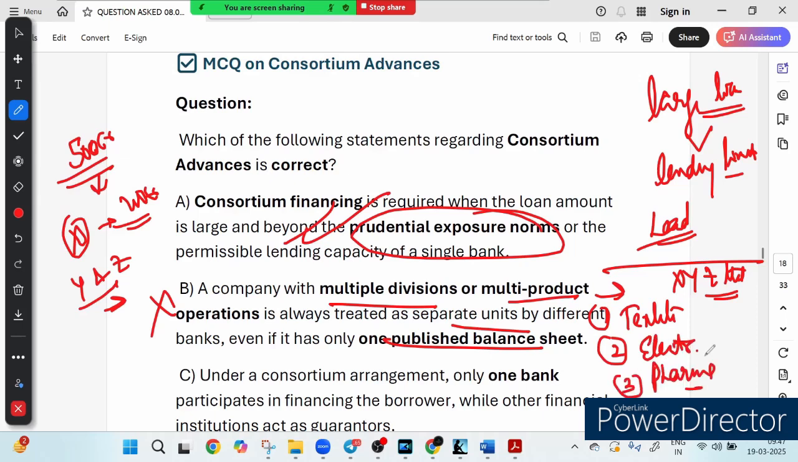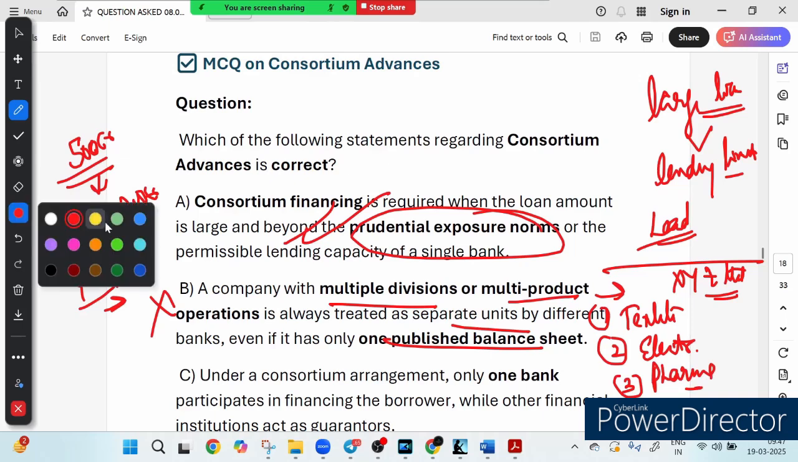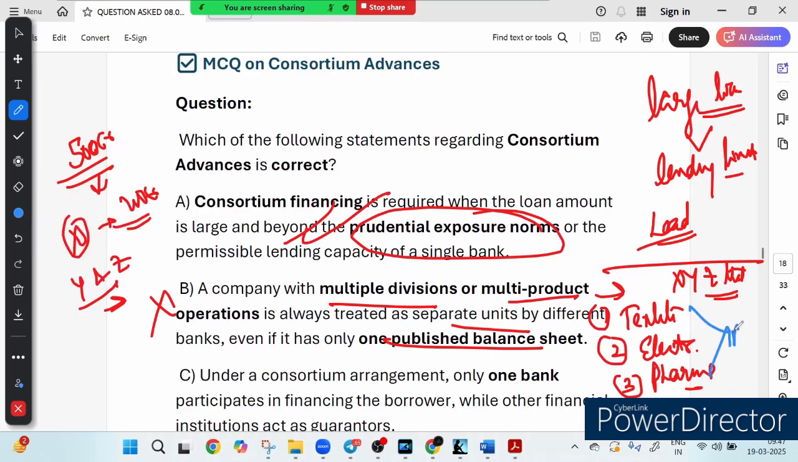Now, however, XYZ Limited publishes one combined balance sheet, right? It just publishes one balance sheet. Even if different banks want to finance separate divisions, they cannot treat them as separate entities. Therefore, they must form a consortium to jointly provide the loan. That is why this option is incorrect, right?